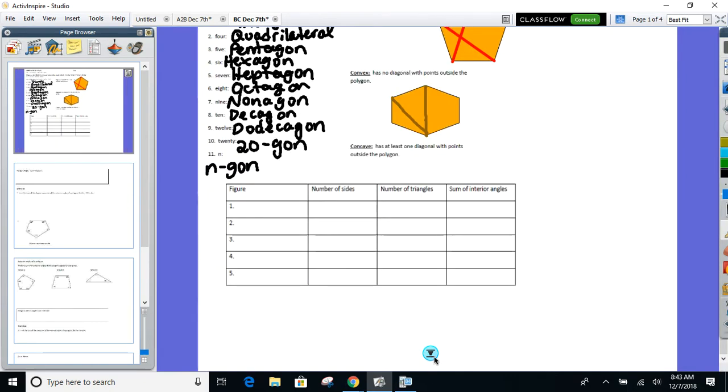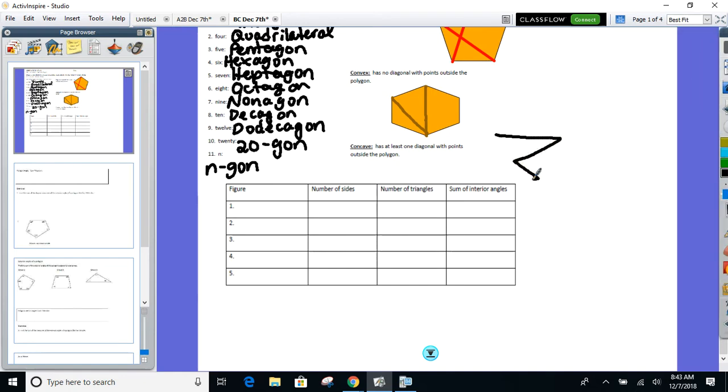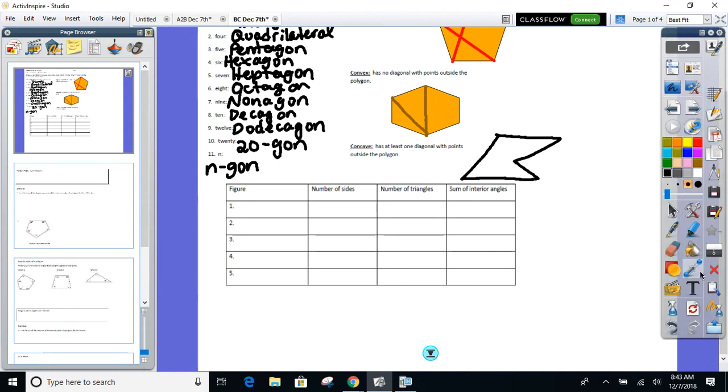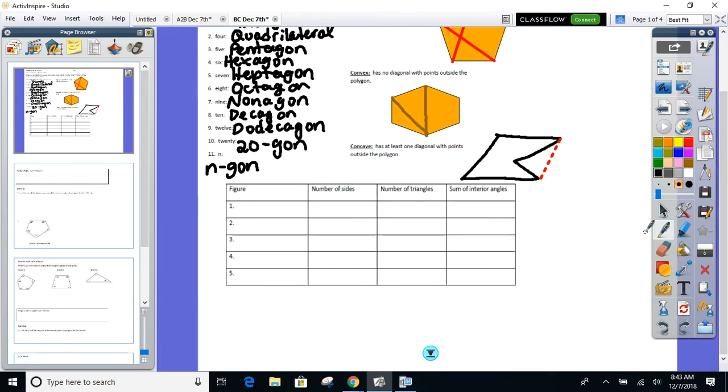A concave figure is when you can draw at least one of the diagonals on the outside, and here's what I'm talking about. That's not a polygon? Well, 1, 2, 3, 4, 5 sides. That's a pentagon, just not the way you like it to be drawn. And everyone see the diagonal I can draw on the outside, connecting 2 non-consecutive vertices right here. That's a diagonal I can draw on the outside, so I call that concave. The way I remember it, it's kind of caving in on itself, isn't it? The polygon's starting to cave in. So that's called a concave polygon.